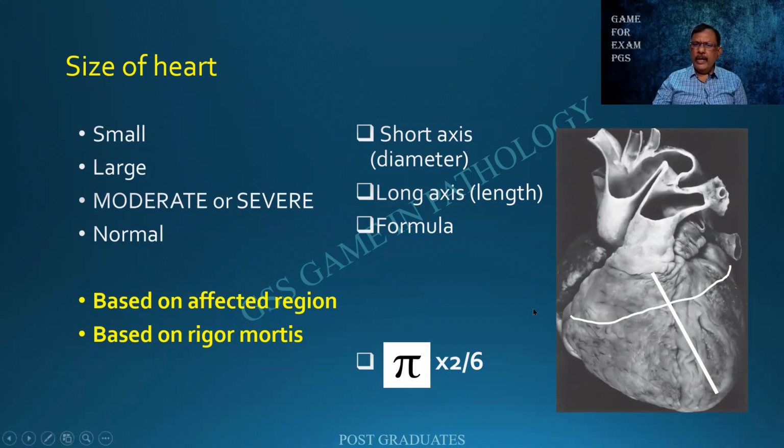And how do you measure the heart? One, measure along the long axis. Two, take the diameter, the short axis. This will be the diameter of it. And then the formula to be followed is pi into 2 by 6, where 2 is the short axis and 6 is the long axis. This is the formula that you should follow for measuring the heart.